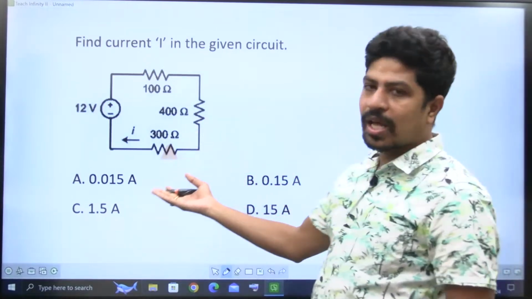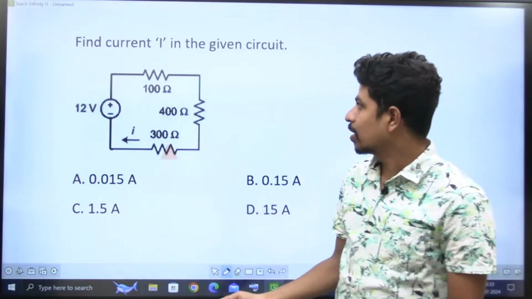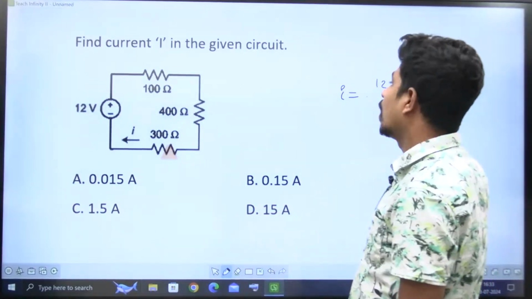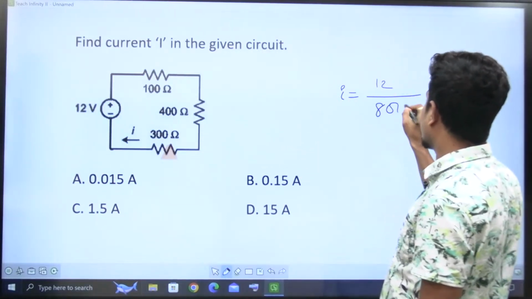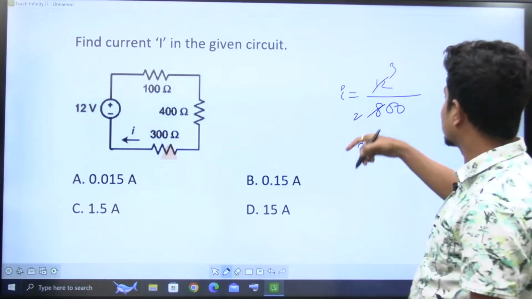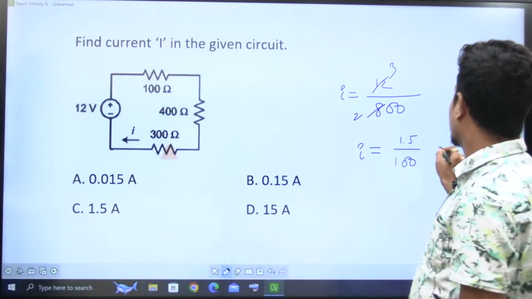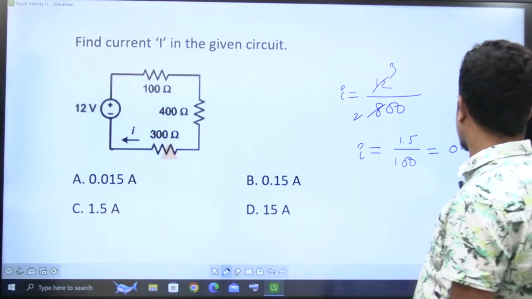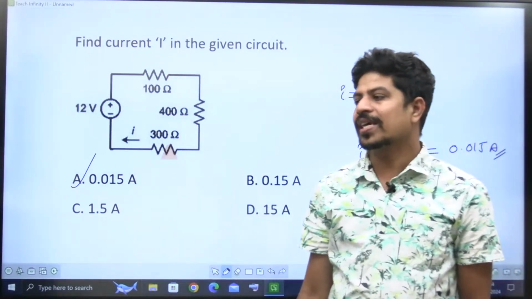That is directly Ohm's law. Simple question, very simple question, right? Find the current I in the given circuit. So I is equal to 12 divided by 100 plus 400 plus 300. It is 800 ohms. How much is it? 4 2s are 8, 4 3s are 12. So it is 1.5 divided by 100. Therefore, it will be 0.015 amperes. That's all. Option is A.